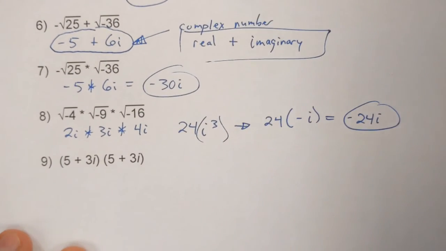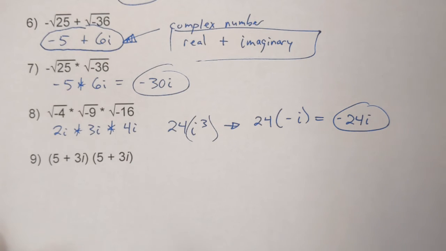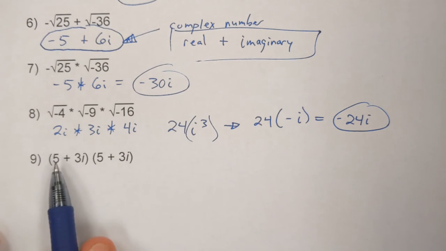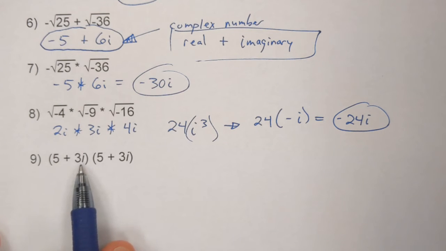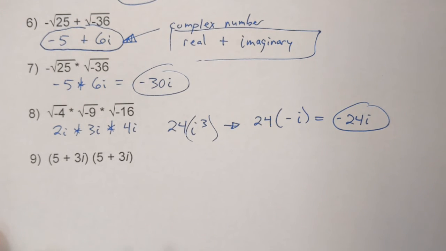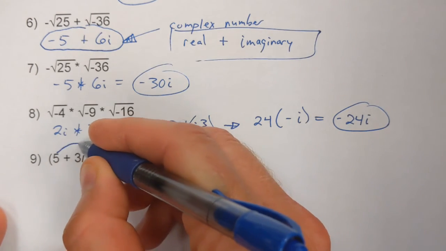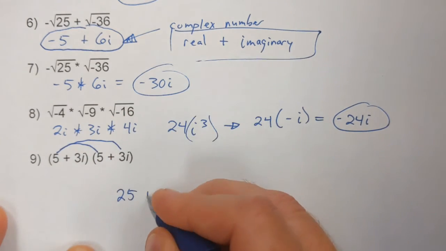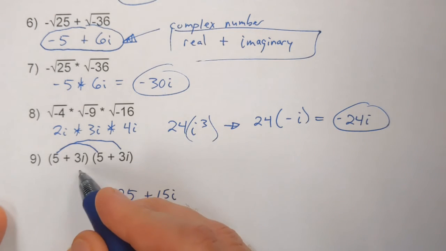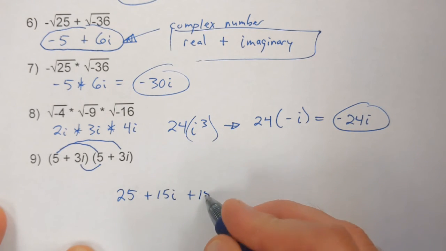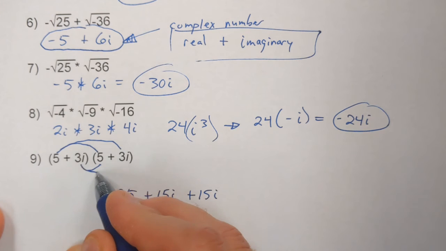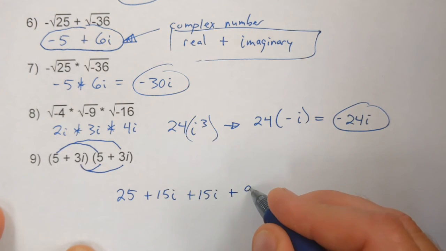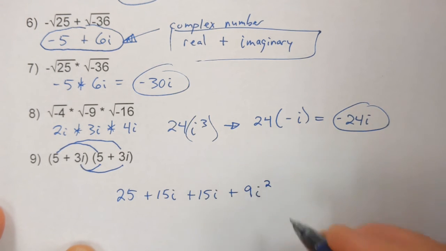All right, and then save the hardest example for last. Can you FOIL two complex numbers? So this is called a complex number. You have a real 5 plus an imaginary 3. A real 5 plus an imaginary 3. And yes, you can FOIL two complex numbers. We would do it just like the FOIL method. 5 times 5 is 25. 5 times 3i is 15i. 3i times 5 is also 15i. And then 3i times 3i is 9i squared.